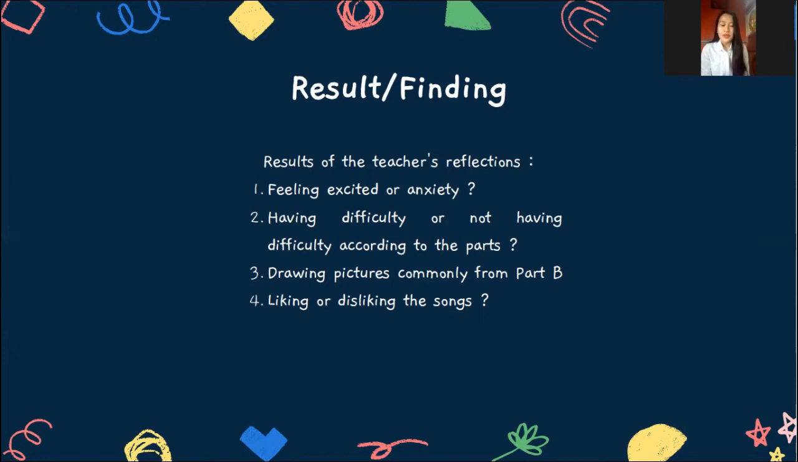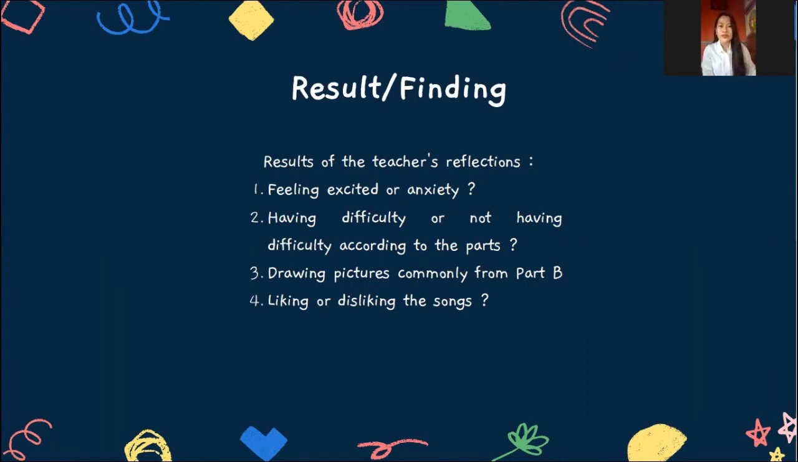Second, having difficulty or not having difficulty according to the part. The students didn't have difficulty in the pretest of parts A and B, but they had difficulty understanding the meaning of the word and producing it in part C. Based on the teacher's reflection, the concept of habit was rather abstract and hard for the students to understand, and it affected their performance. On the post test day, students took the same test, but this time they knew the meaning of habit and were able to differentiate good habits from bad habits, which influenced the performance positively.